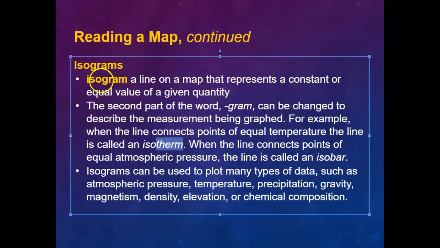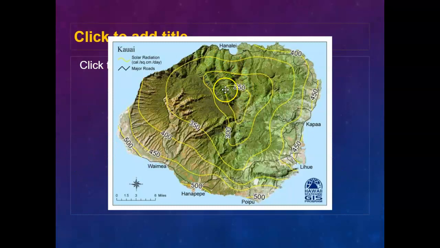We can change that, but iso basically means line of same. So, line of same. What do these lines look like? Well, you're probably familiar with them. Like this. This is a topographical line.